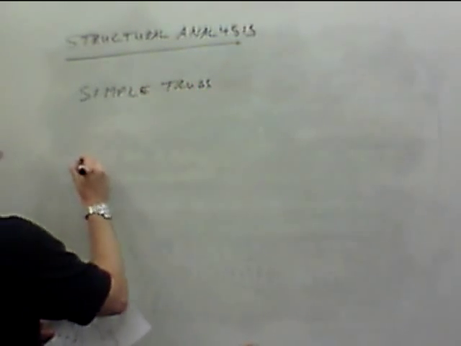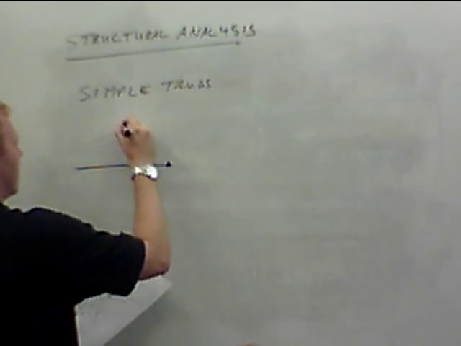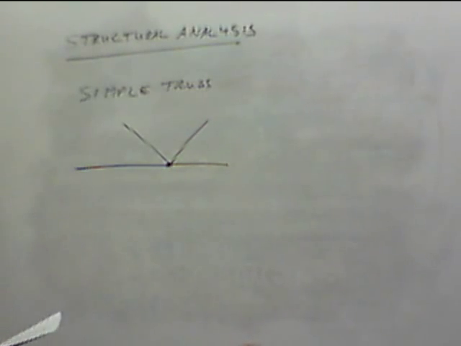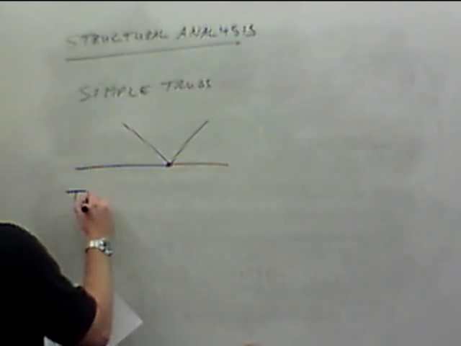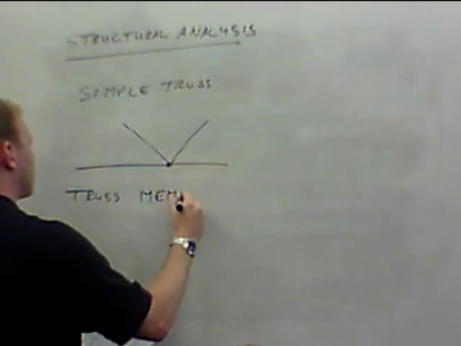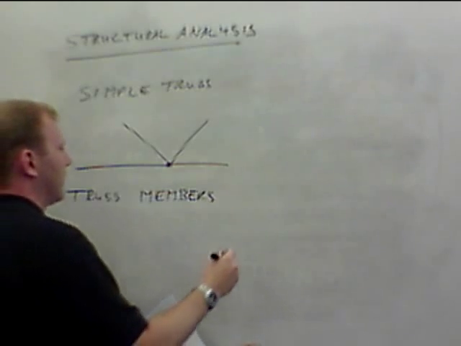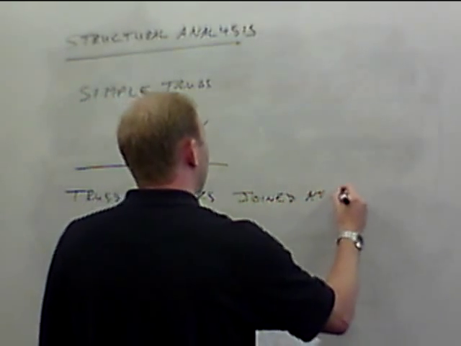A simple truss is, we're taking a look at a beam, and then there's a pin joint, several other beams, okay? Multiple beams being joined together by pin joints. Again, truss members joined at end points.